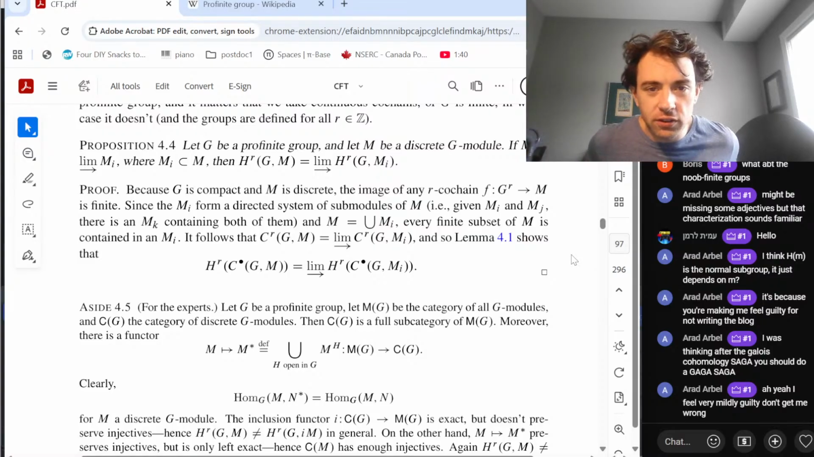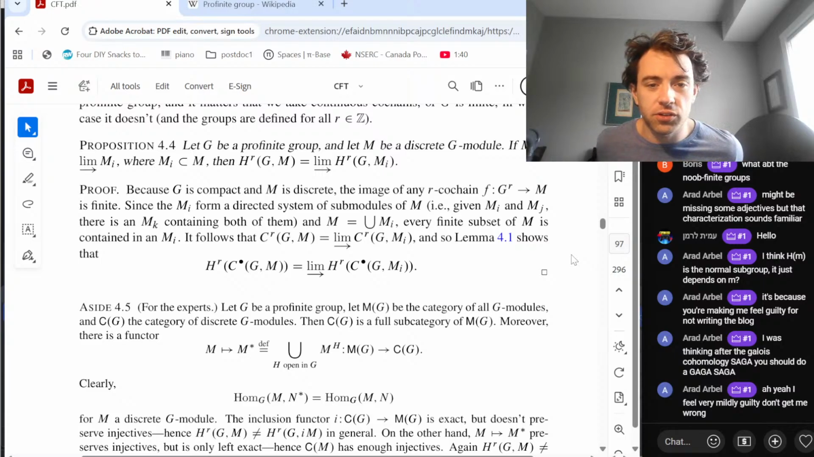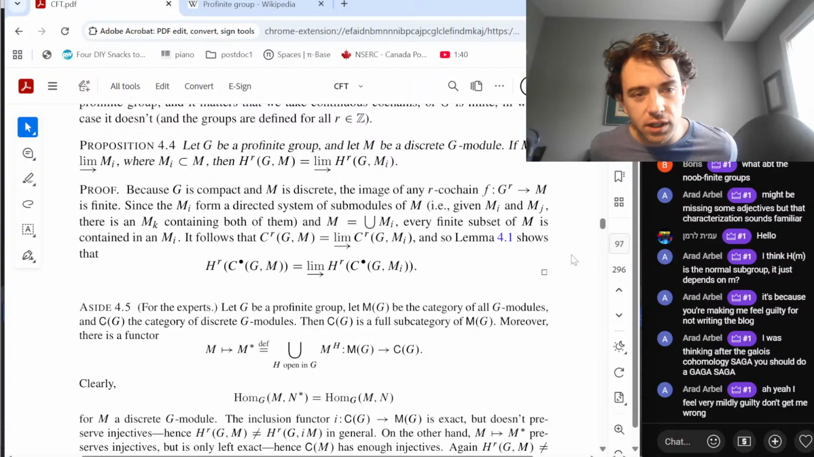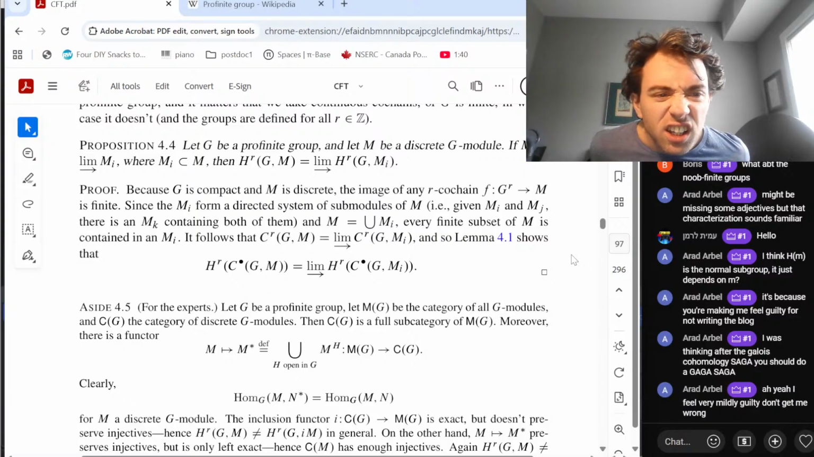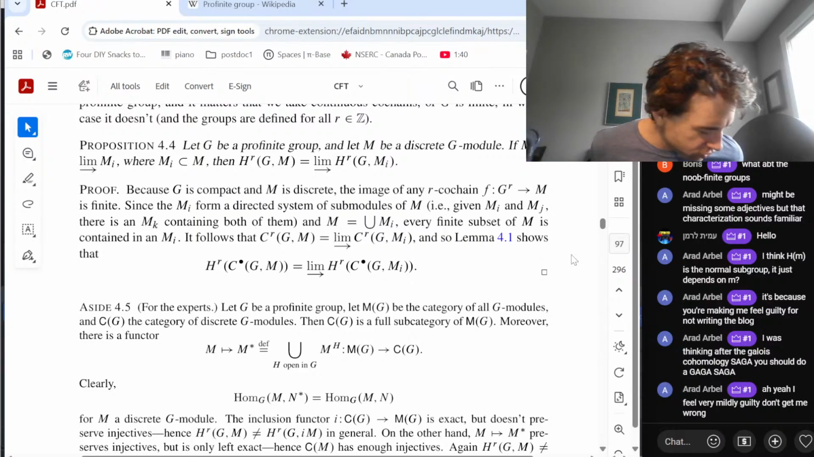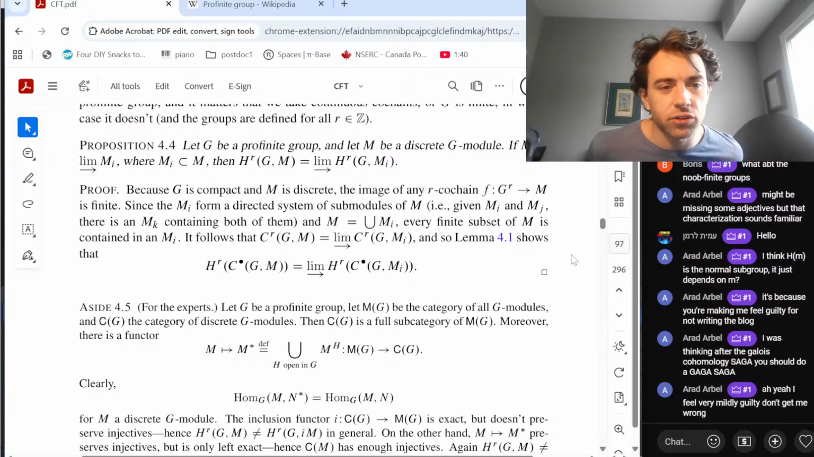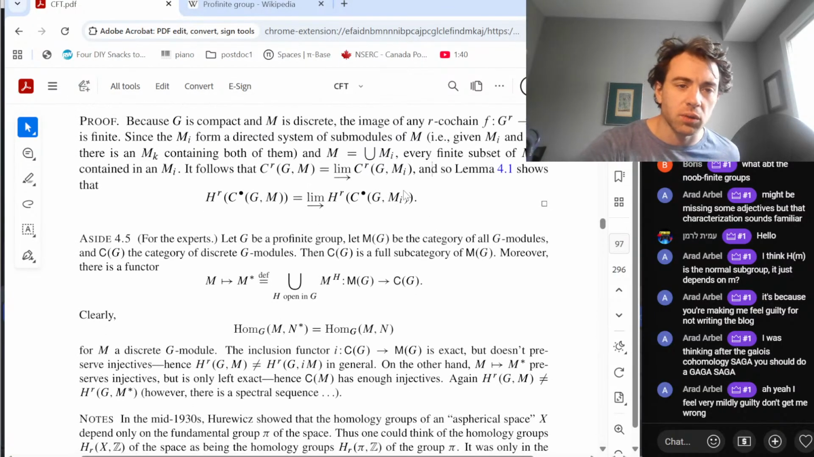So, if G is profinite, M is a discrete G-module, and if M itself is a limit, then we also have limits here. Wow, everything's just limits of limits. Because G is compact and M is discrete, the image of a cochain is finite. Since the M_i form a directed system of submodules, M is the union of these. Every finite subset is contained in some M_i, right? Wait, in one single i, is that true? Yeah, because it's a directed system. And then it follows that we have this limit of cochains, and then by this lemma, we just argued that it preserves the cochains.